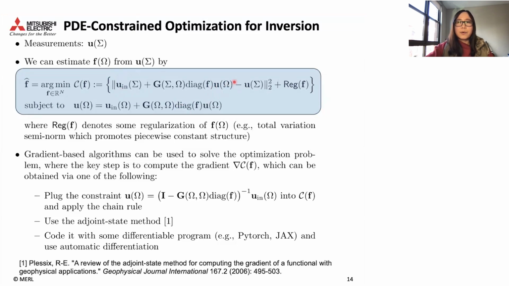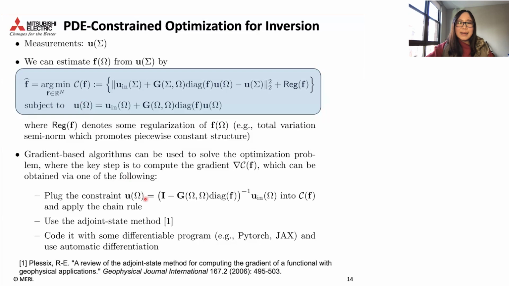So this part will be approximated by a neural network, but the whole optimization procedure, how we estimate the permittivity distribution, is still going to use a gradient-based method to solve this optimization problem. And if we are using the learning-based method, automatic differentiation is going to be used to compute the gradient of this cost.